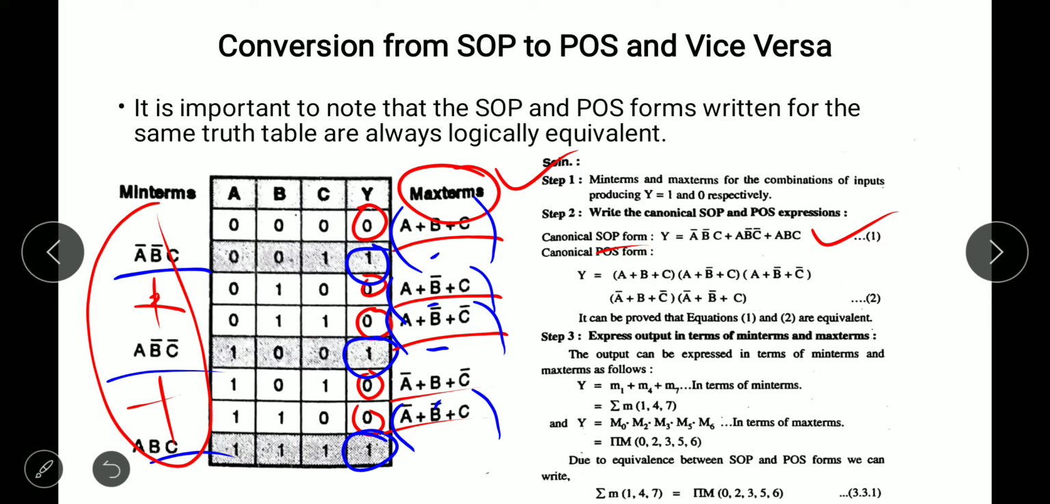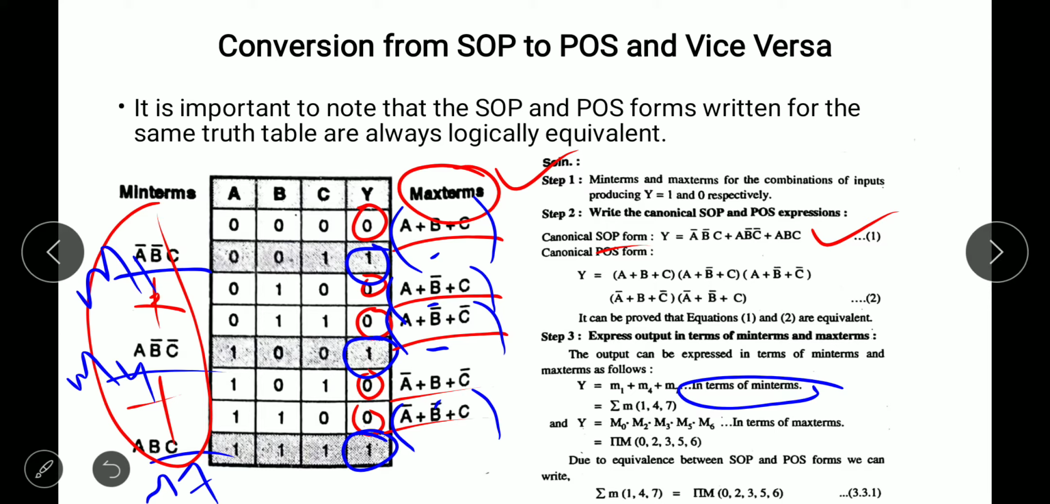Step 3, express output in terms of min terms and max terms. The output can be expressed in terms of min term and max term. So this is the M1, then this is M4, and this is M7. So M1 plus M4 plus M7 in terms of min terms. So summation of all the M, that is 1, 4, 7.